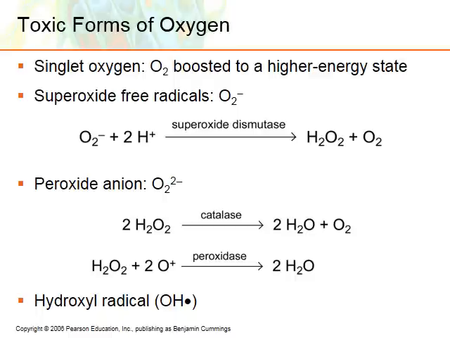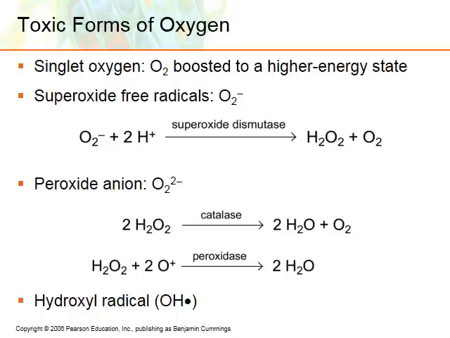Some of these are here, like singlet oxygen, superoxide free radicals, peroxide anion, and hydroxyl radical. These are all different toxic forms of oxygen. What these toxic forms of oxygen do is they're electron stealers. They steal electrons away from molecules, and they break covalent bonds.